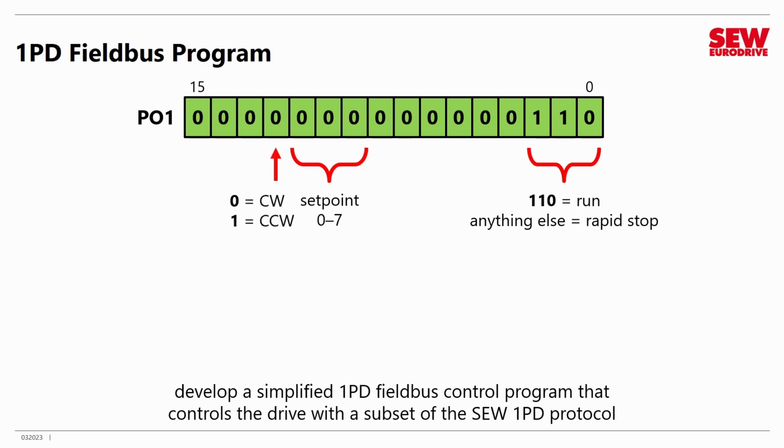And then finally, we have a direction bit. If this bit is 0, the drive turns clockwise, and if it's 1, it turns counterclockwise. And that is it. There are going to be no other control bits here. Everything else is a don't care.